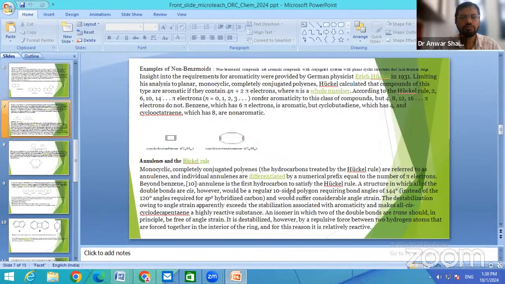Next, we can see the examples of the non-benzonoid compounds. Generally, we have a chart of non-benzonoid compounds like cyclobutene and cyclooctatetraene, and by using the chart, these examples are shown to the student.